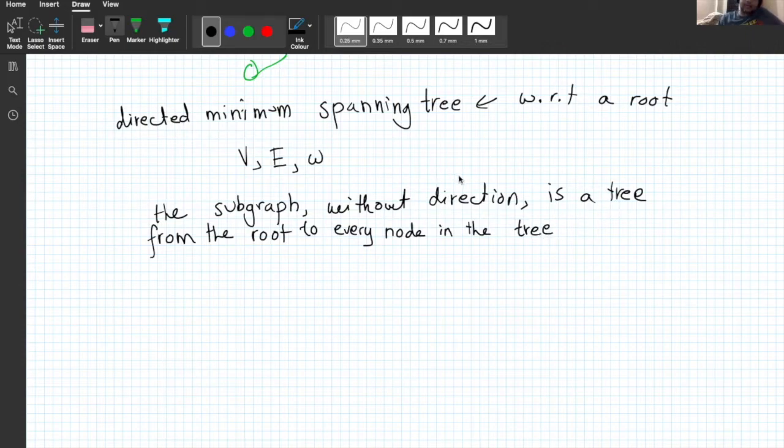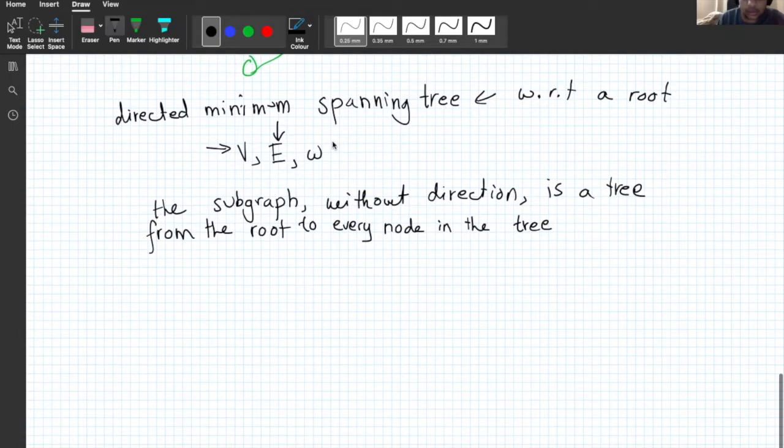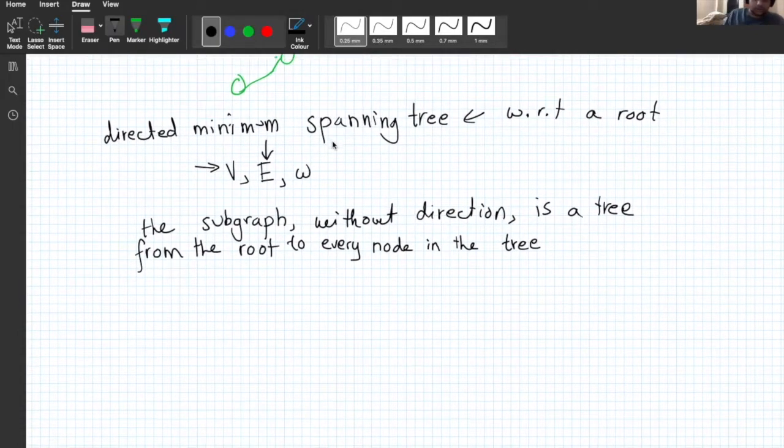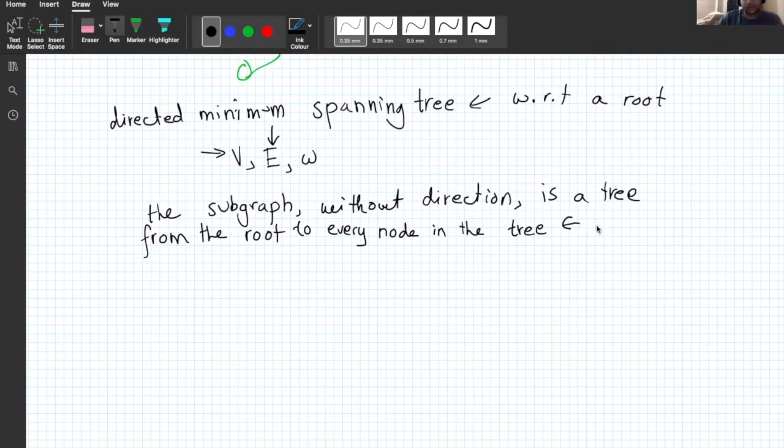And I apologize because I think I made a mistake while defining this. It's basically a subset of V, but the directed minimum spanning tree actually has to contain all of V. So it's not a subset of V. It contains the entire original vertex set, and it contains a subset of the edge set. Without direction it is a tree, and there's a path from the root to every node in the tree, and this is with direction.